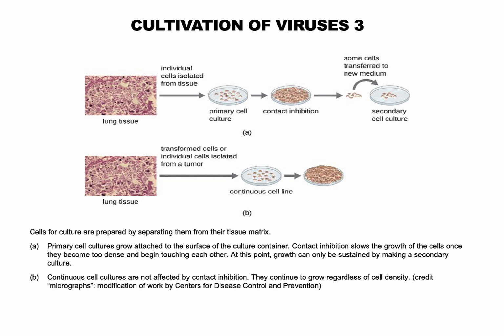Since primary cell cultures require a solid surface for attachment and growth, they are maintained in a liquid culture medium within a petri dish or tissue culture flask. These cultures typically have a limited lifespan. As cells undergo mitosis and reach a certain density, they contact each other, which triggers a process called contact inhibition, stopping further mitosis to prevent overcrowding.